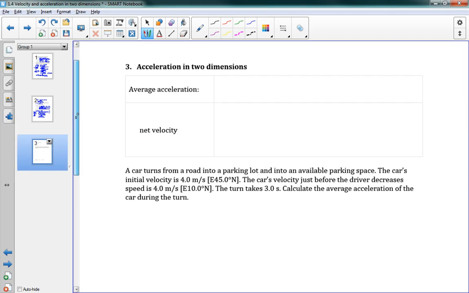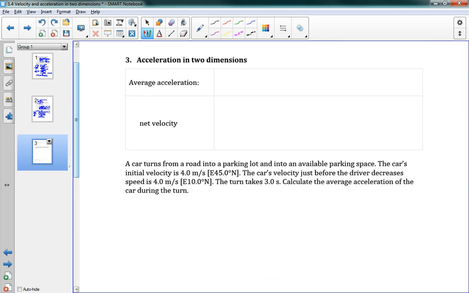Now, on the last page, we're going to talk about acceleration in 2 dimensions. And for acceleration, we're going to need to use what we just learned about delta V. Because our definition here is the average acceleration is delta V over delta t. So you can see that we need to know how to subtract those velocity vectors.